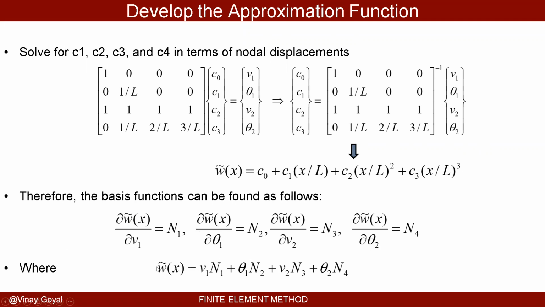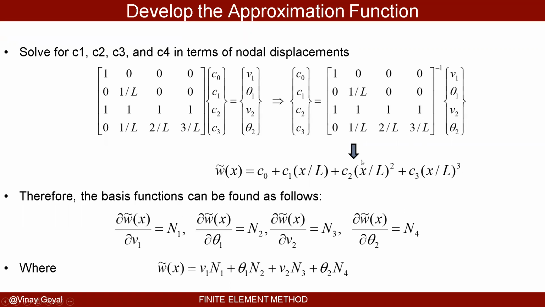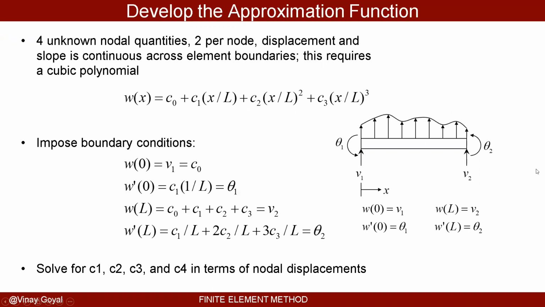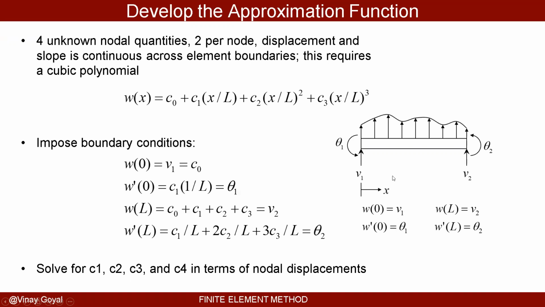But the idea is if I plug in W tilde at 0, I need to get V1. These shape functions are found in such a manner that W tilde at 0 should give me V1, because that's exactly what should happen at this end. W at L should give, all this should be 0 except for V2, and you should get W at L is V2. W prime at 0 should give me just theta 1, and W prime at L should give me theta 2. And this has to hold because those are the unknown quantities at each of these nodes.